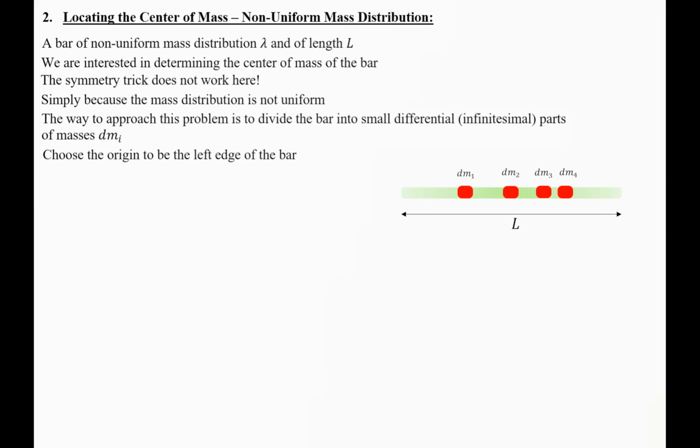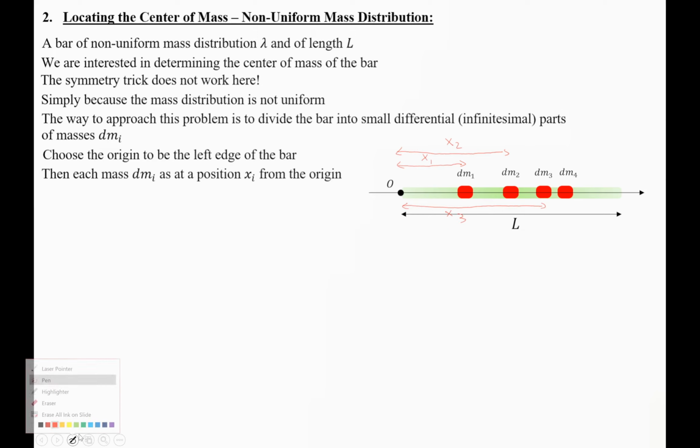Now let's choose the origin to be the left edge of the bar. Then each mass dmi is at position xi from the origin. This differential mass dm1 with respect to this origin is located at a position x1. This dm2 is located at a position x2. This dm3, differential mass 3, is located at a position x3. And similarly for dm4, but I haven't represented them here in order for the figure to stay neat.